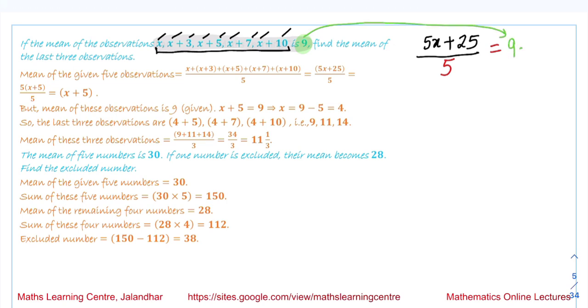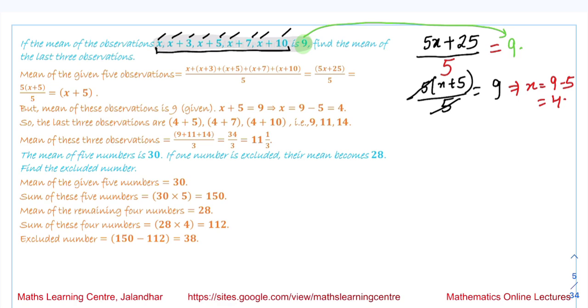So when we solve these values, what do we get? We take 5 common from this. So it is x plus 5 over 5 is equal to 9. So these two 5s get cancelled, and what we are left with is x is equal to 9 minus 5, that is equal to 4.